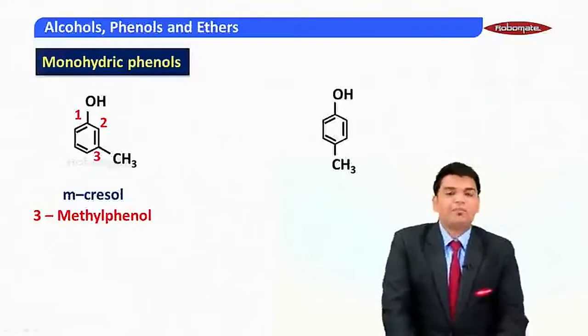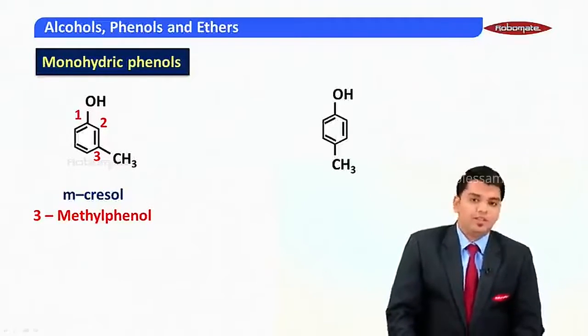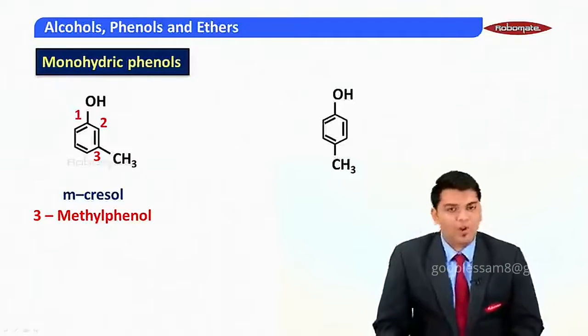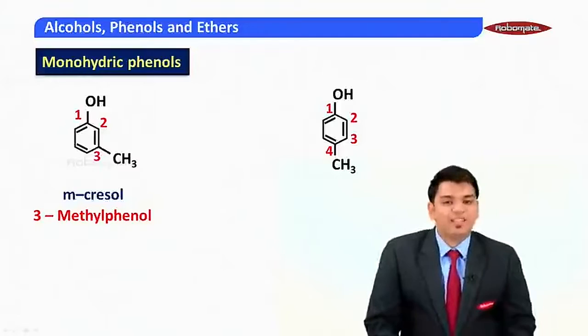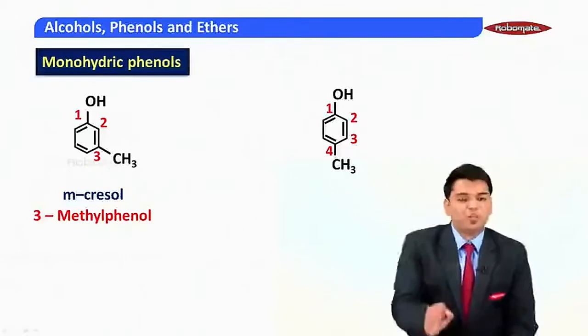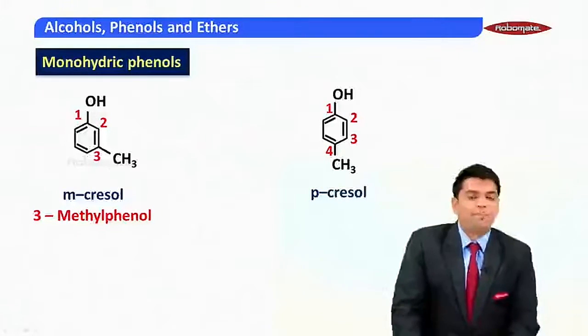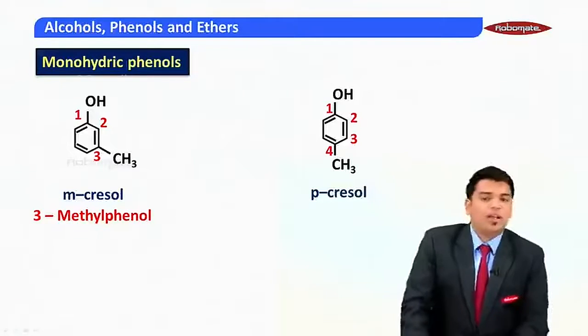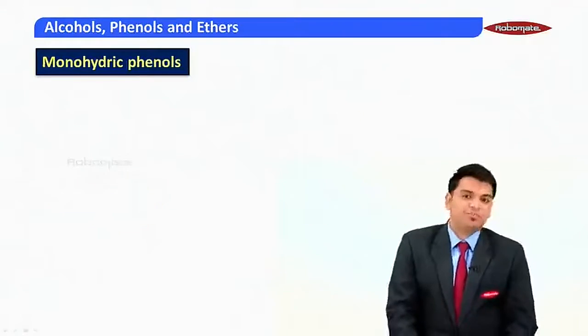The next example that we have is OH and we also have a CH3. So this is again a methylphenol. The carbon which has OH will get number 1 and the one which has CH3 gets number 4. As a result, we know that the fourth position is called the para position. Hence it is called paracresol, or under IUPAC nomenclature it is called 4-methylphenol.